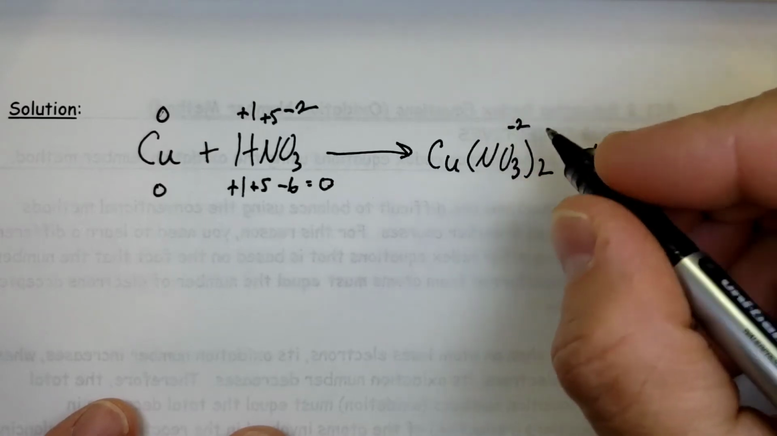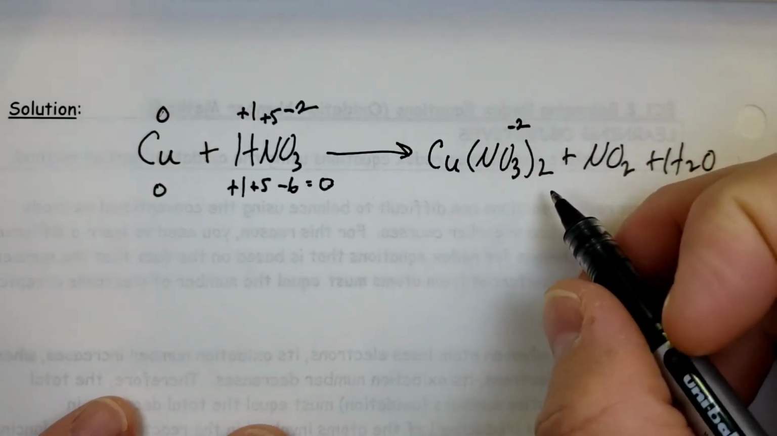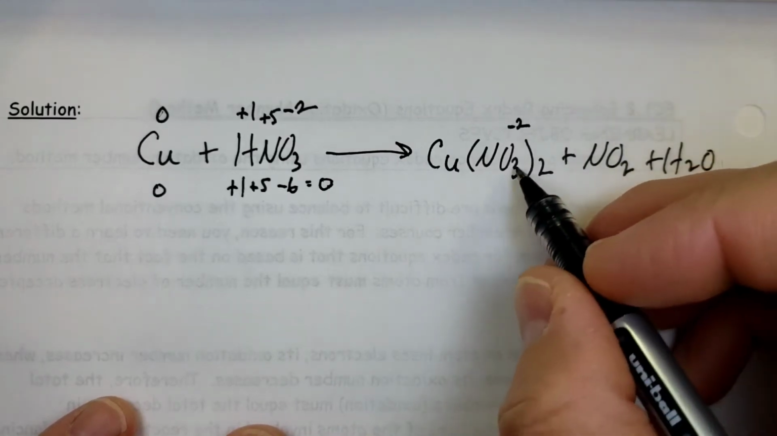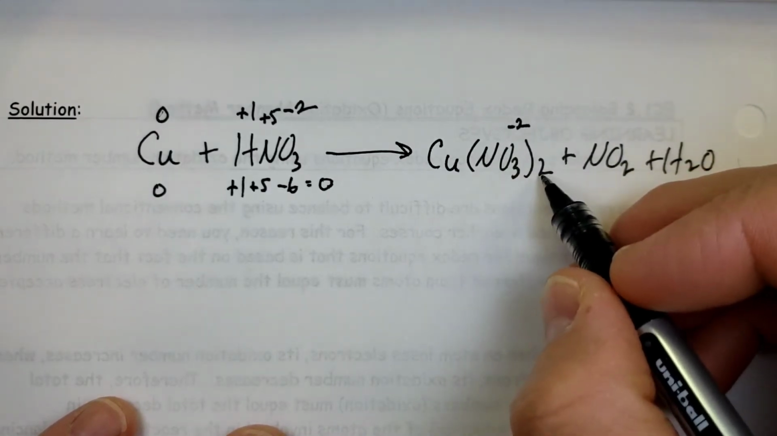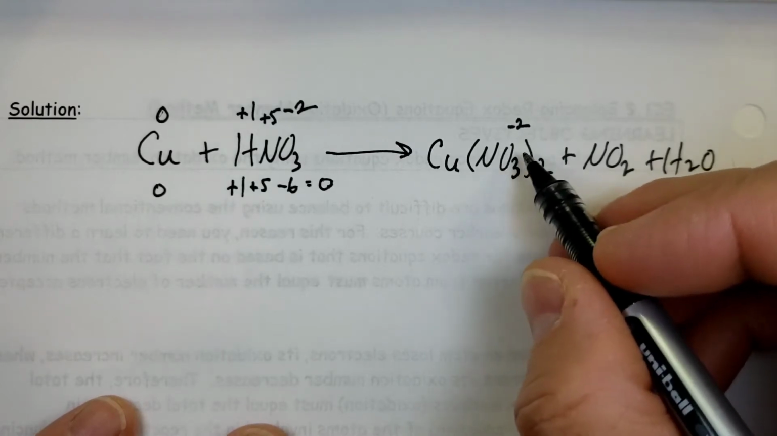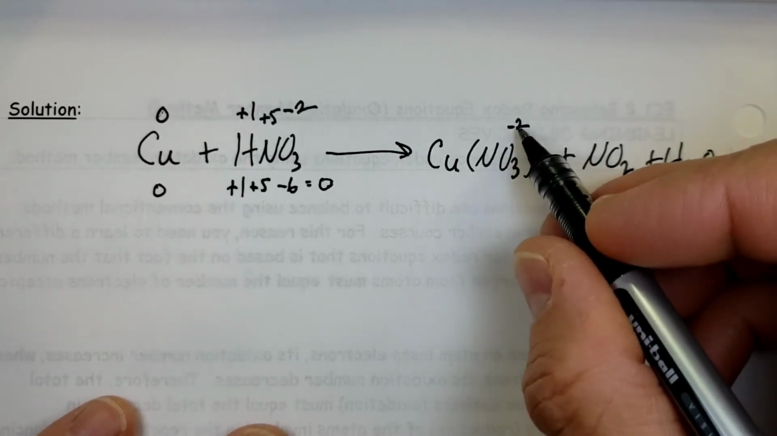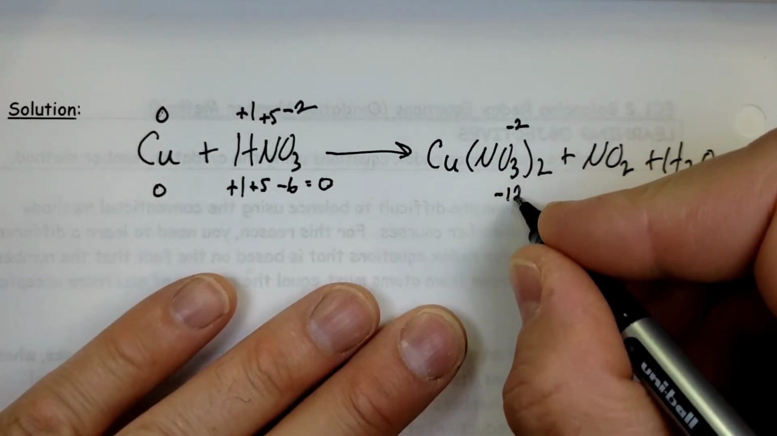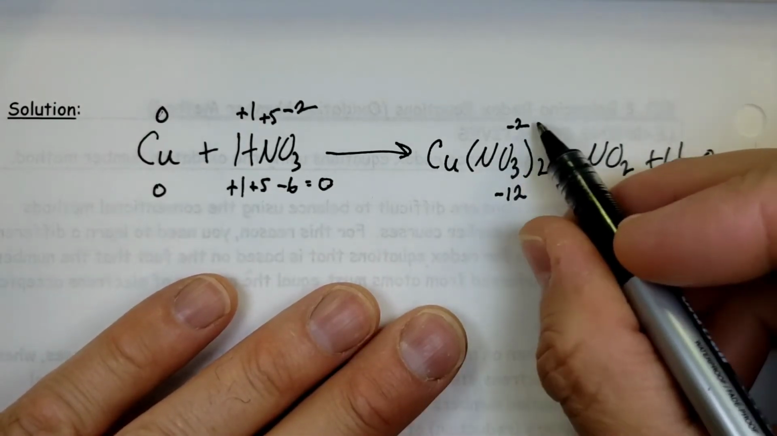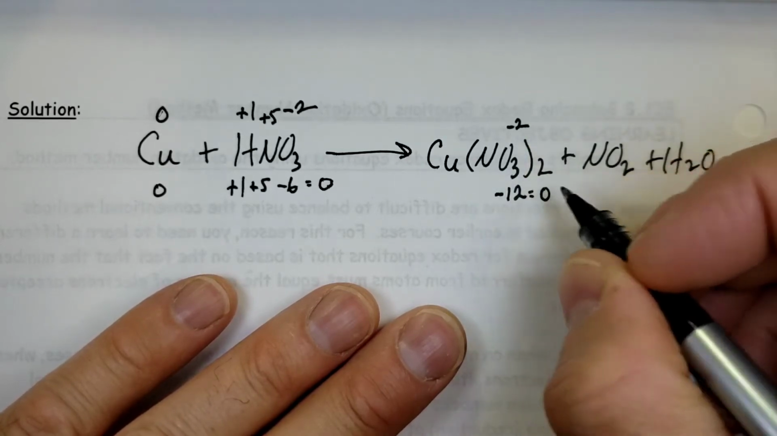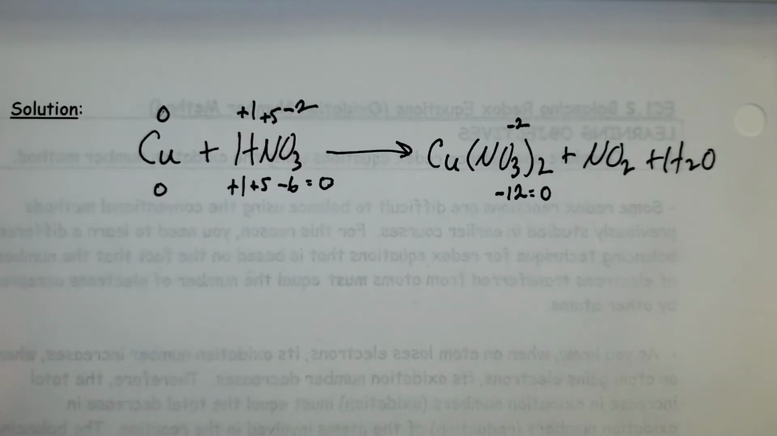oxygen, again, is -2. Now, if we look at what I have here for oxygens, I have 3 oxygens here, but I have 2 sets of 3. 2 times 3 is 6. So I actually have 6 oxygens there. If each oxygen is -2, 6 times -2 is negative 12. And again, there's no charge here, so it's going to be a 0.